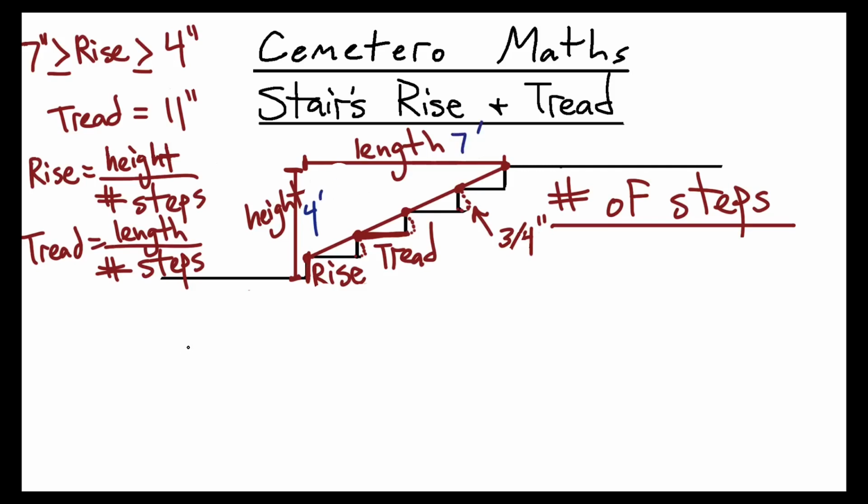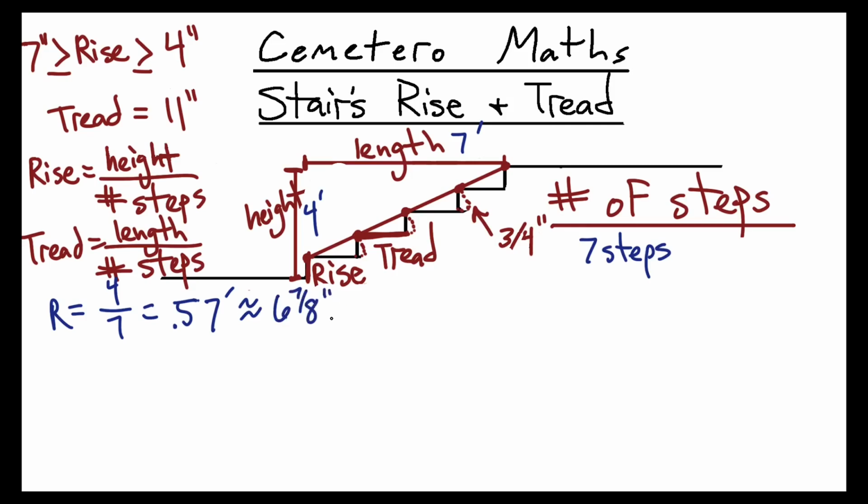Let's try that. So our rise would be our height, which is 4, and for this first example we'll say 7 steps. 4 over 7 gives us approximately 0.57 feet, which is just under 7 inches, coming in at 6 7/8 of an inch. So although technically this does fit within the rise, it's very close to the 7-inch max. So we'll have to see how this plays out.